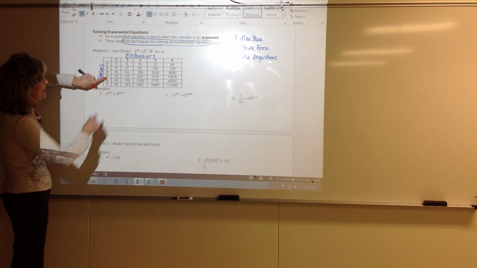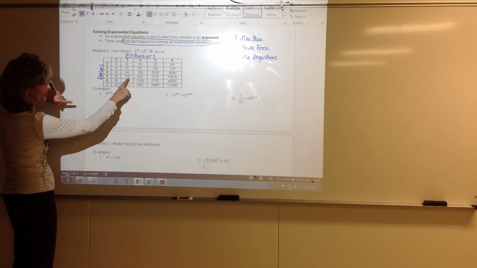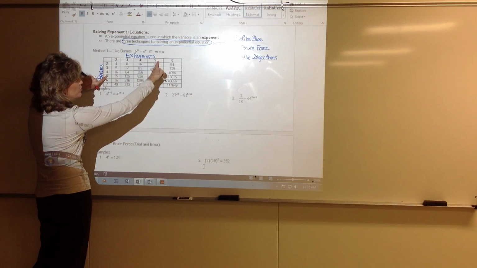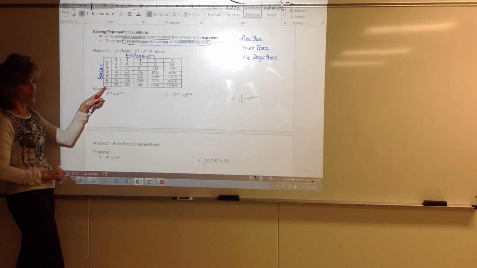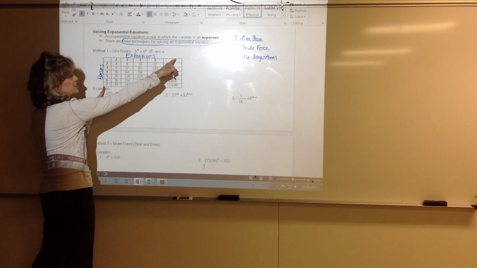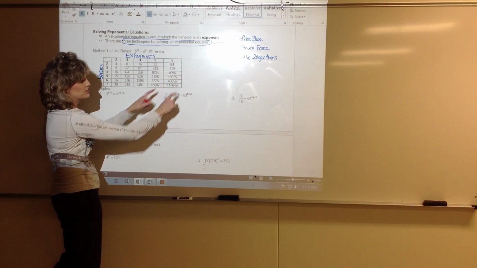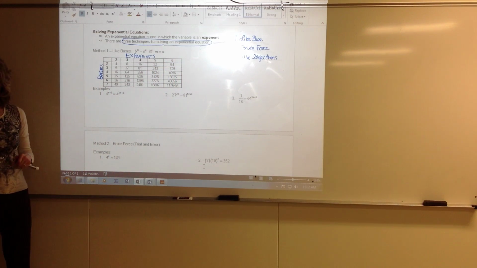If you do 5 to the third power, it's 125. 5 to the fifth power is 3,125. You probably don't know this one off the top of your head. 7 to the sixth power is 117,649. That's how the charts work.